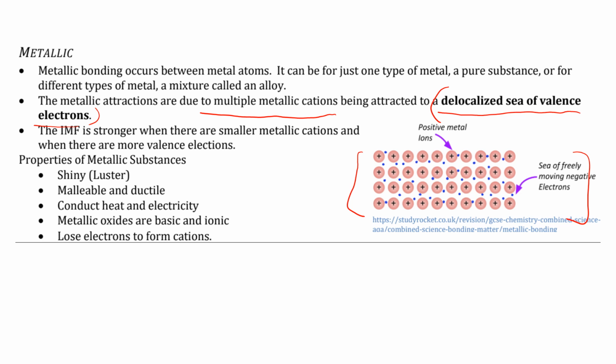Properties of metallic substances are shiny luster, malleable, ductile. Malleable means bendable, ductile, I can never say that word, means you can put into wires. They conduct heat and electricity. Metallic oxides are basic and ionic, and they lose electrons to form cations.